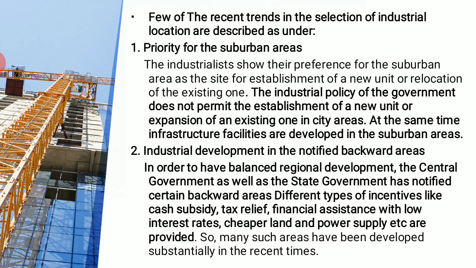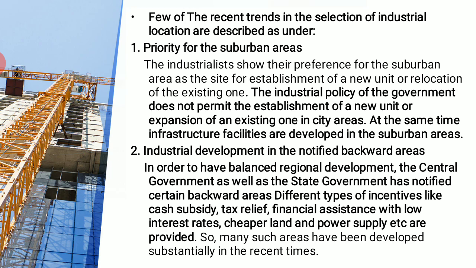The industrial policy of the government, why this has become the hot favorite for the industries, because the industrial policy of the government does not permit the establishment of a new unit or expansion of the existing unit in one city area only. At the same time, the infrastructure facilities are developed in the suburban area. See, there may be too much concentration of a few types of industries in the city area, and at that time it is best to select the suburban areas, and even the government helps to develop the suburban area. So that may be the recent trend number one.